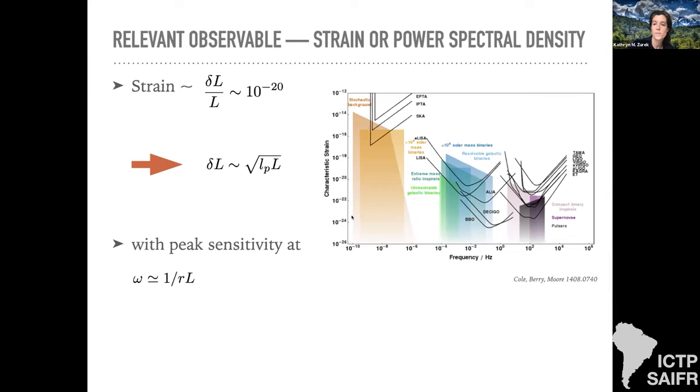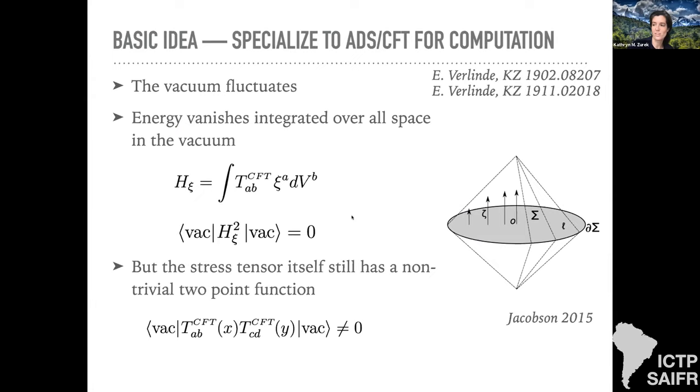So let me try to be more specific. When I write down equations, you'll see things like CFT appearing, and the reason for that is I'm trying to be as precise as I can. So the vacuum fluctuates. The energy vanishes when you integrate over all space in the vacuum. If I define the modular Hamiltonian within the context of a CFT, I'm going to argue later on that I actually expect this to apply as well to infrared properties of gravity. I have the stress tensor of the CFT, which is contracted with a space-time volume element and a Killing vector. And of course, when I take this and compute its expectation value in the vacuum, integrating over all of space-time, it vanishes.